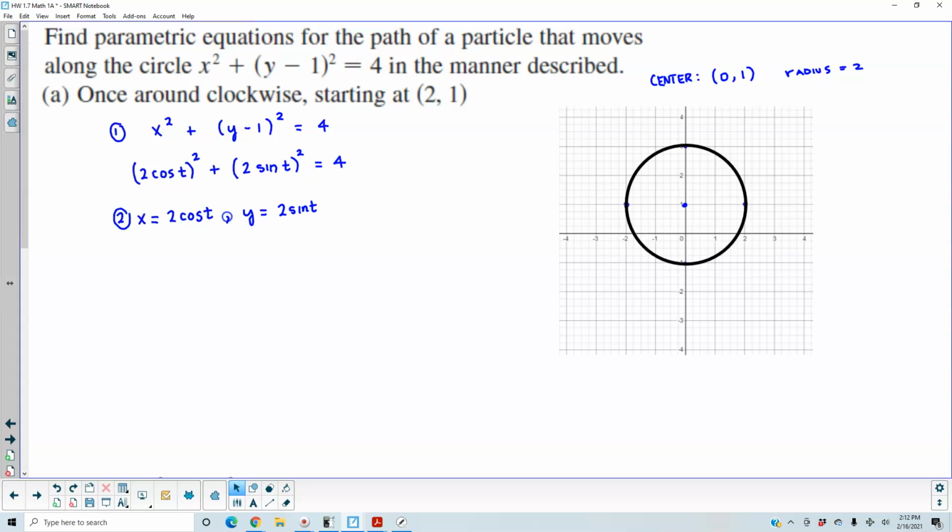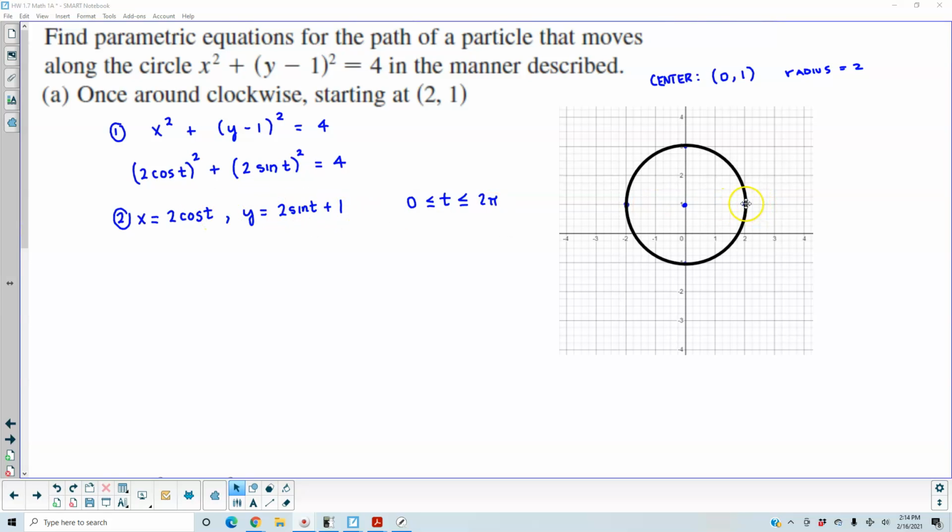Now, in our problem it says minus 1. To cancel out that minus 1, we're going to have to add 1 to the sine of t. So these are the parametric equations of this circle. And now, since we want to go once around clockwise, we have this restriction of t. To go once around the circle, t will have to be between 0 and 2 pi.